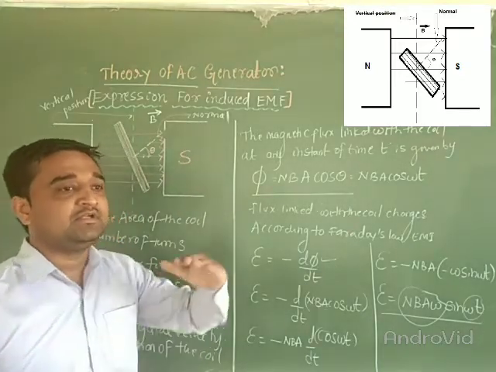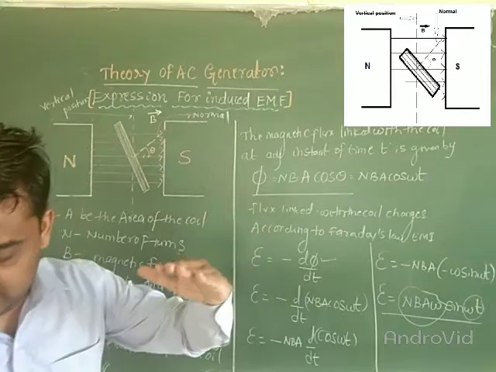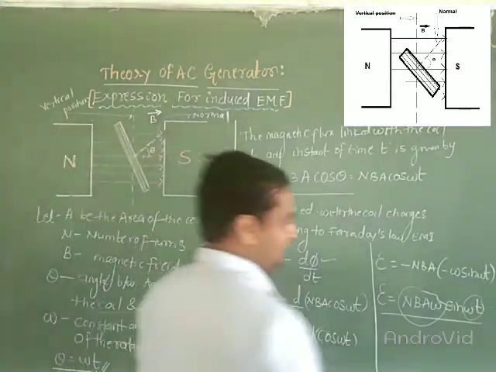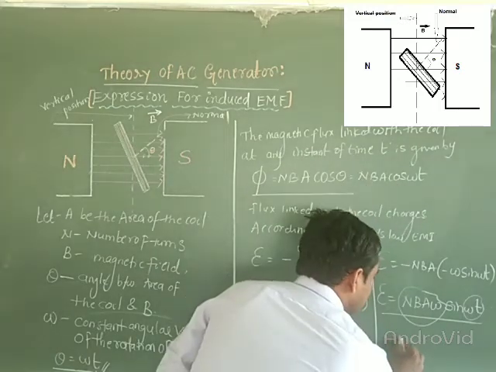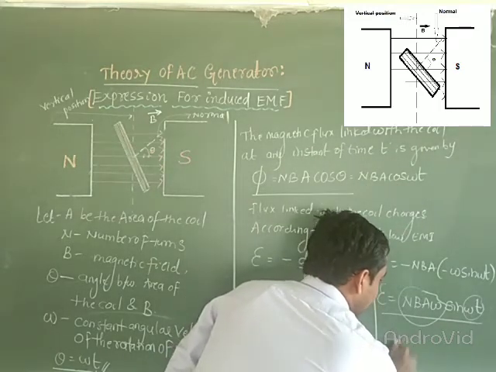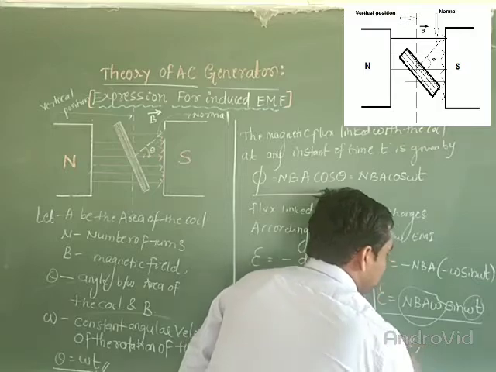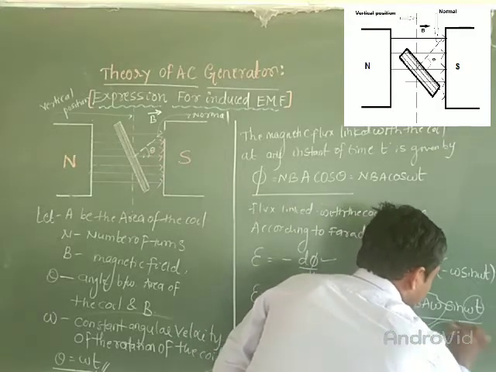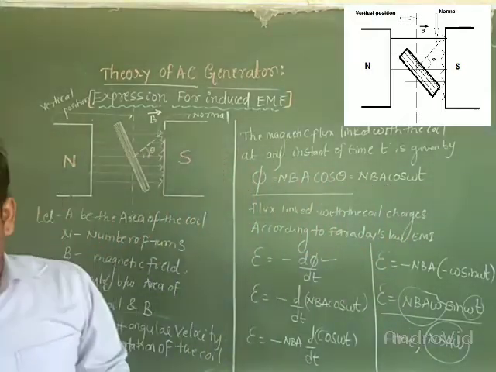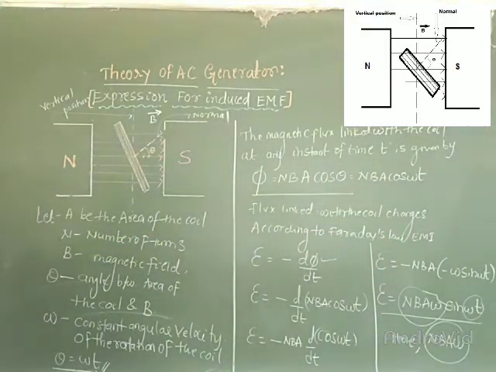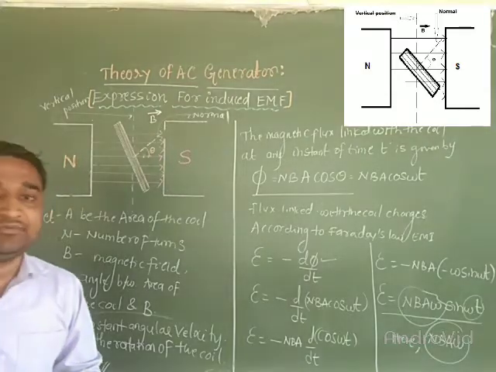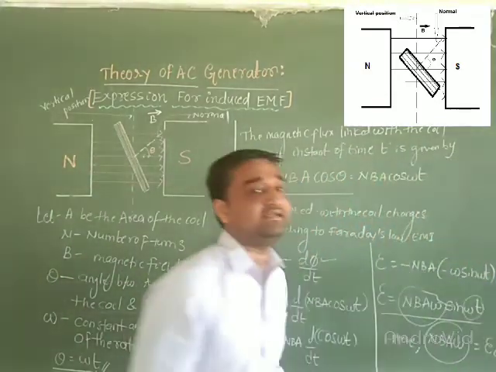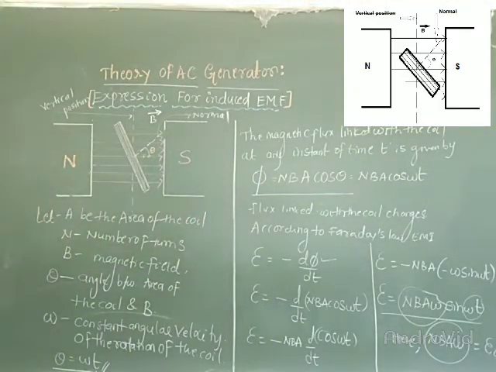Peak value means what here? The maximum value of the induced EMF. So that can be written as what here? nBAω is called the peak value of the induced EMF, or the maximum value of the induced EMF. This is denoted by E naught.